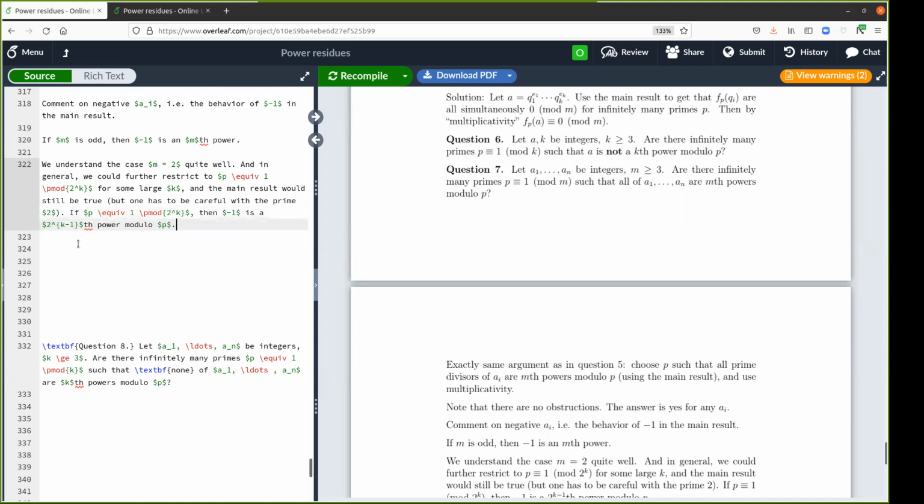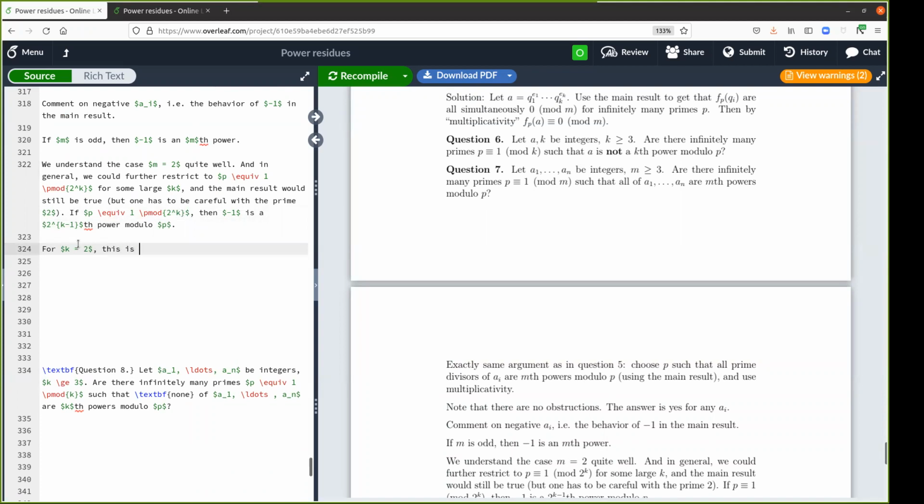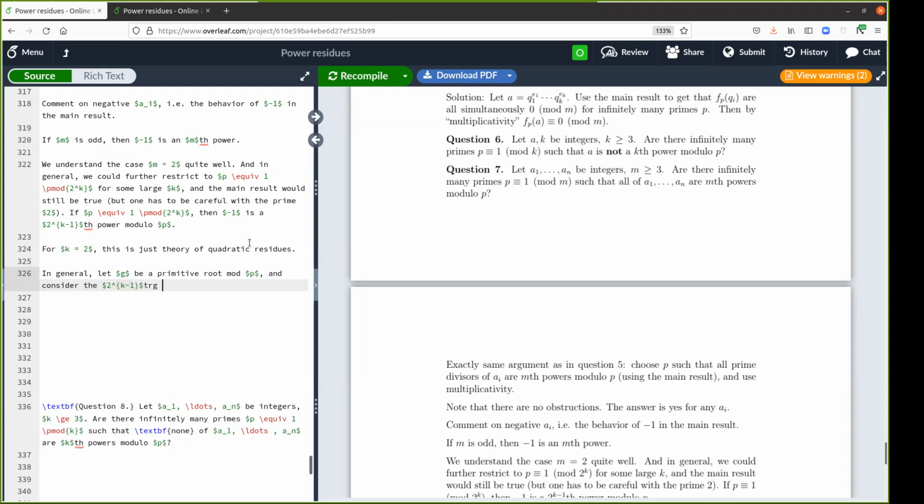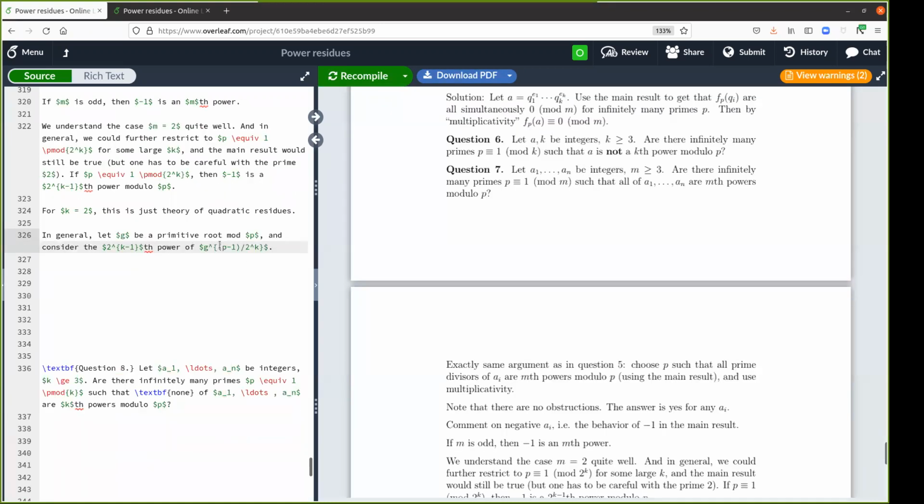Why? For k equals 2, in general, we take some primitive root g raised to the power p minus 1 over 2 to the k, and we note that the 2 to the k minus 1 power of that is minus 1.